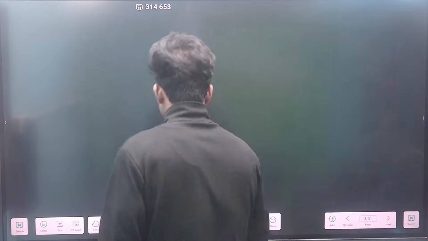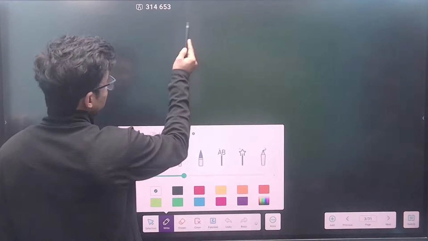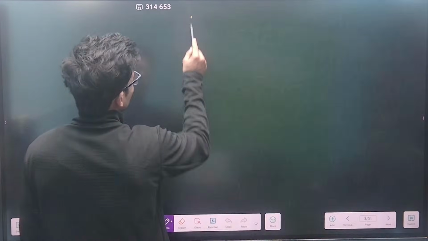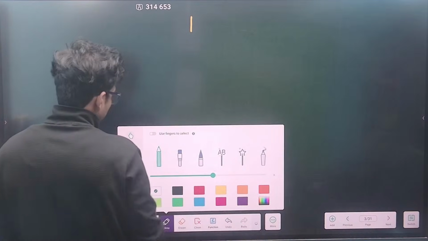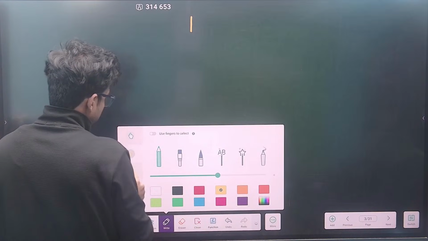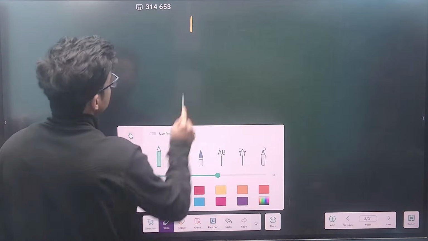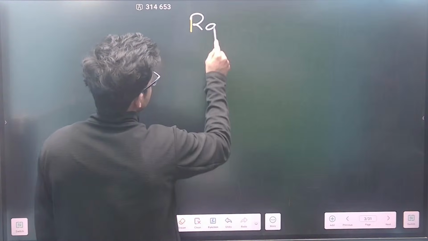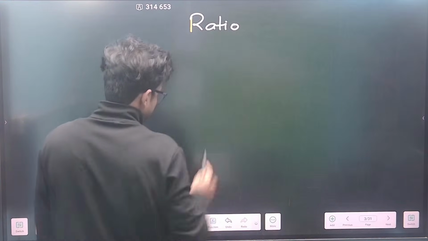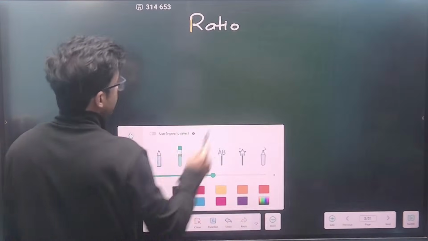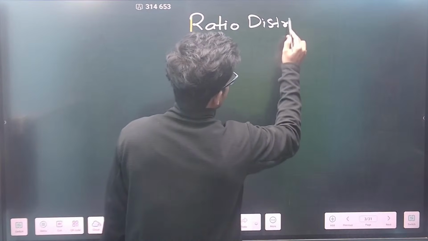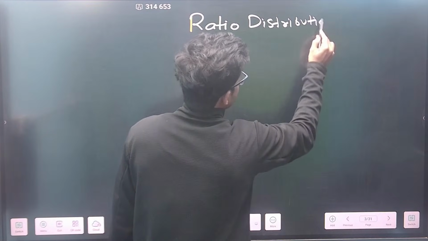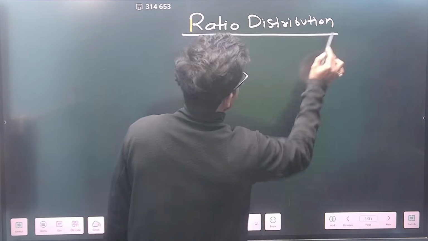So the point is that when we look at this chapter with respect to maths, this is a chapter related to one you have already studied. What is that chapter? It is ratio distribution, right? If you are good at ratio distribution, this chapter is very easy for us.